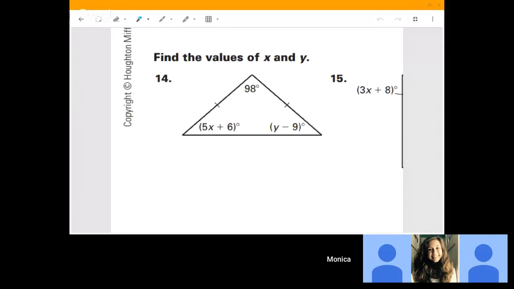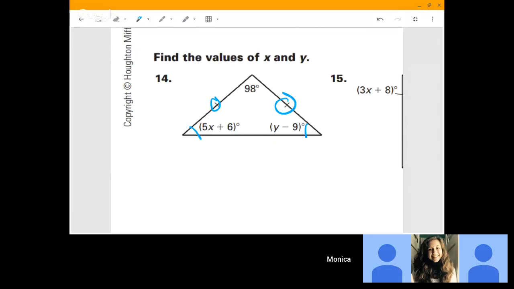Okay, Madison, so number 14, you're supposed to find the values of x and y. Okay. On this one, we know that we can set, well, okay, first off, we see that these two sides are congruent, right? So that should tell us that these angles can match up. So we could set both of those equal to each other, but that's not going to help give us one of the variables, right?